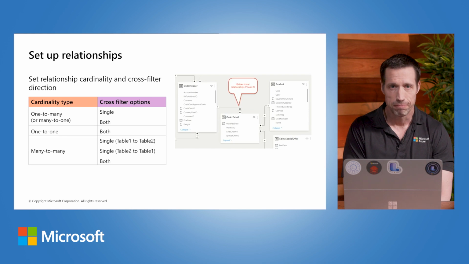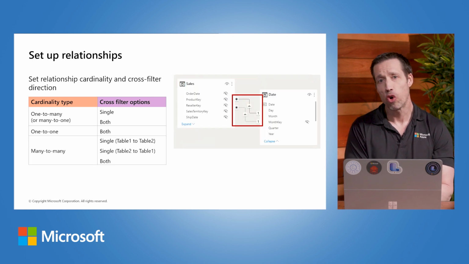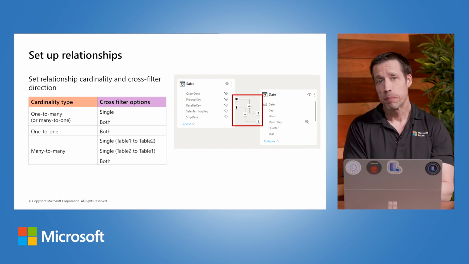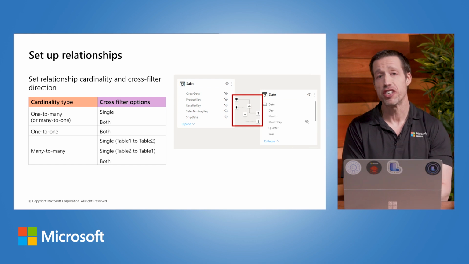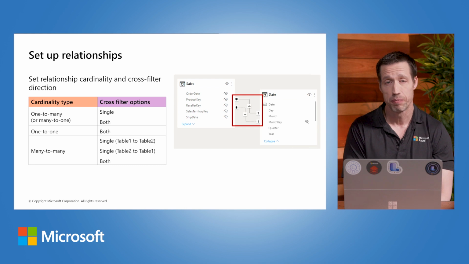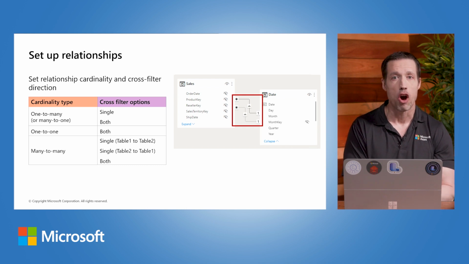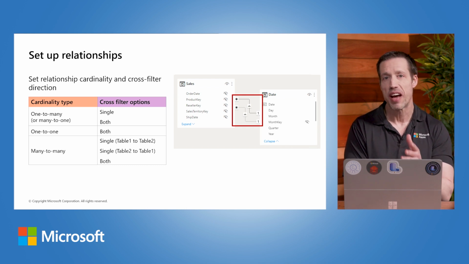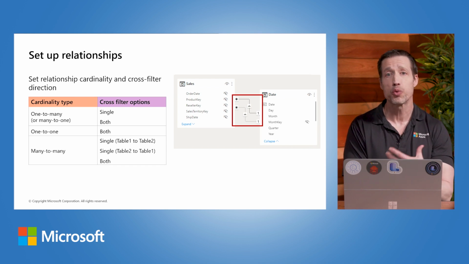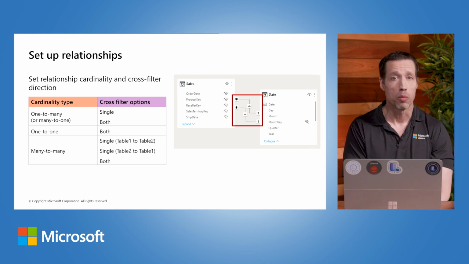Let's investigate. There can only be one active filter propagation path between two model tables. However, it's possible to introduce additional relationship paths, though you must set these relationships as inactive. Inactive relationships can only be made active during the evaluation of a model calculation. It's achieved by using the useRelationship function, which again we'll look at shortly.